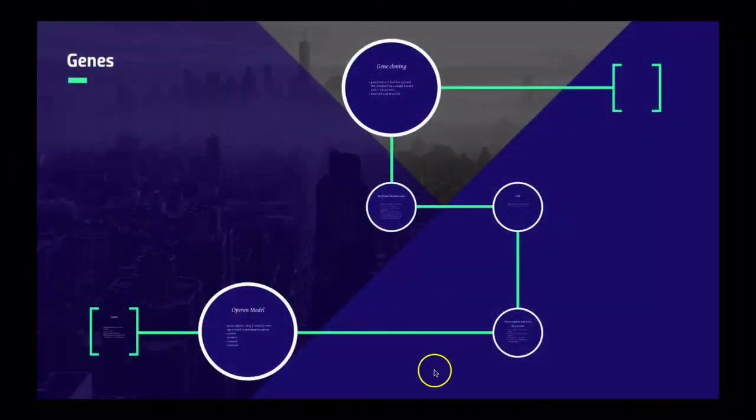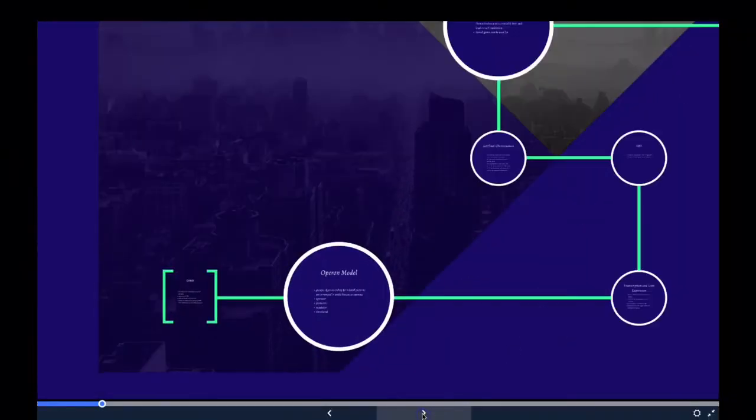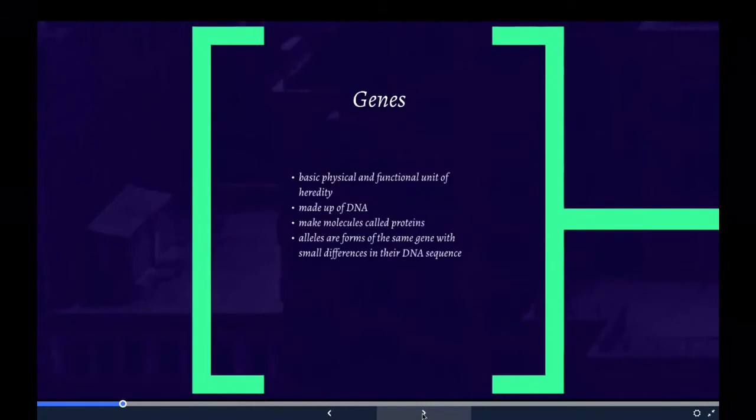This video is on genes. So let's start with some basic definitions. A gene is the basic physical and functional unit of heredity. Genes, which are made up of DNA, act as instructions to make molecules called proteins. In humans, genes vary in size from a few hundred DNA bases to more than 2 million bases. The Human Genome Project has estimated that humans have between 20 and 25,000 genes.